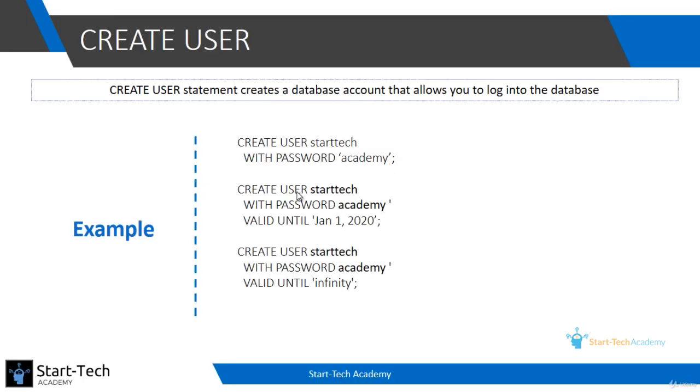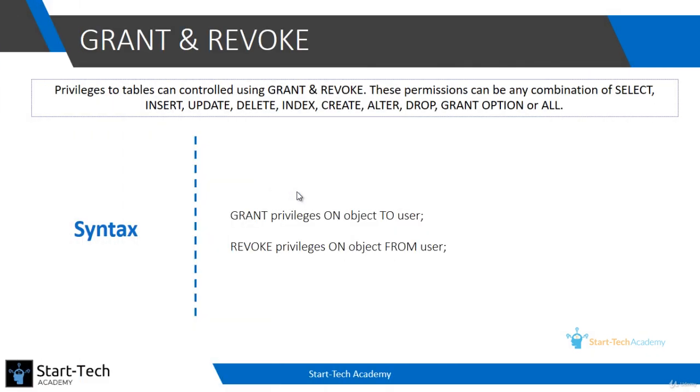Now that we have created a new user, we may want to control the access of this user to the database. We may want this user to only read data and not change the data in the database, or we may want this user to be able to read and change the data but not delete the data. All those different accesses can be provided using the grant and revoke commands. If you want to give access to any particular command, you will use the grant command. If you want to revoke the access, you will use the revoke command.